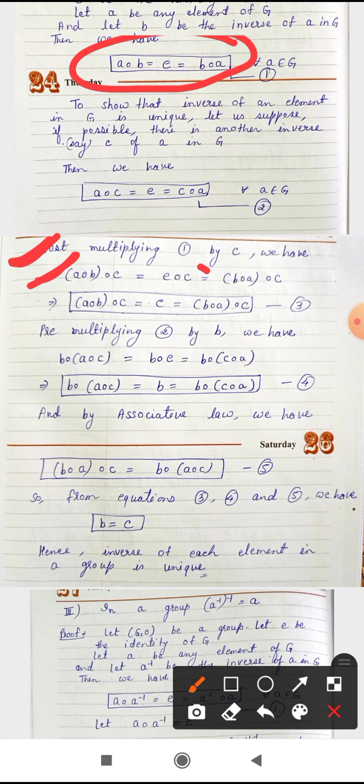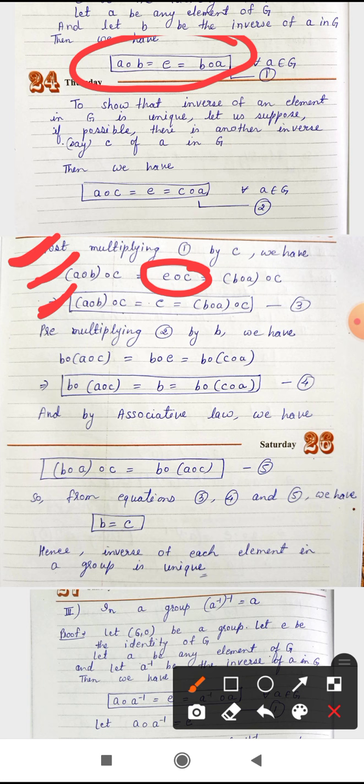So we know that e is the identity element, so e operation c is equal to c. So we will finally get a operation b operation c is equal to c is equal to b operation a operation c. Give it as equation 3.